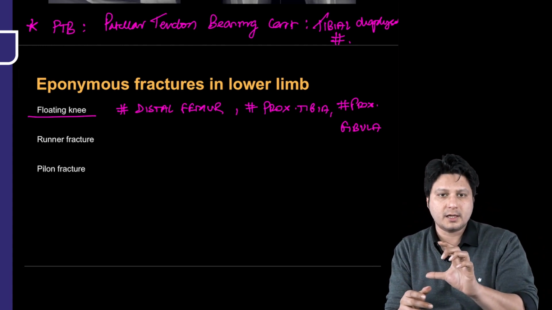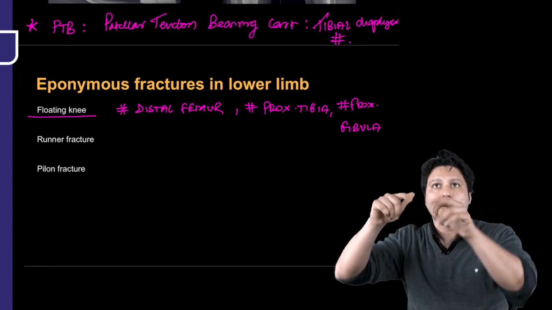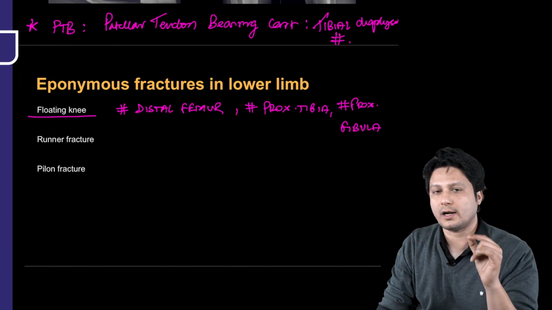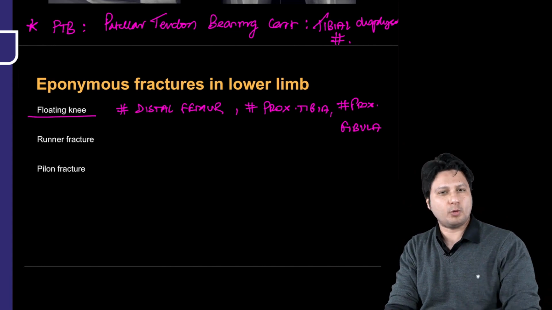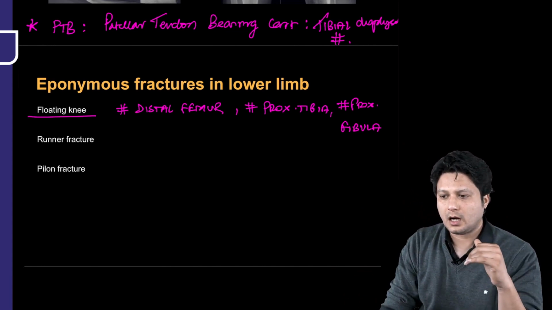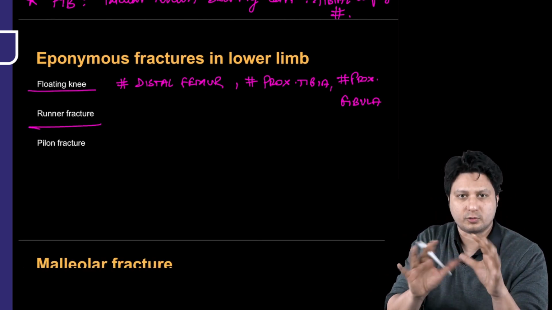All of them are fractured, as a result of which this knee joint has lost its connection, both proximally as well as distally. So it is floating in the knee. That is the reason why it is called floating knee. It has a relatively poor prognostic outcome because the bending of the knee is going to be affected. Late course of management is required with guarded prognosis.